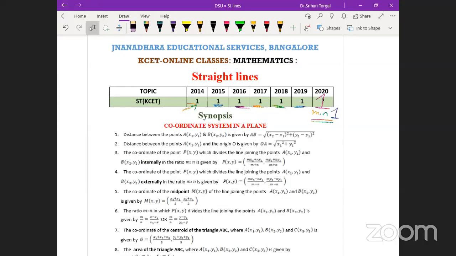The next chapter is conics. That we will take up next week. 2 more weeks are there. We'll discuss circles, parabola, ellipse, and hyperbola. Yes, you can ask your respective WhatsApp group. They will share the material.